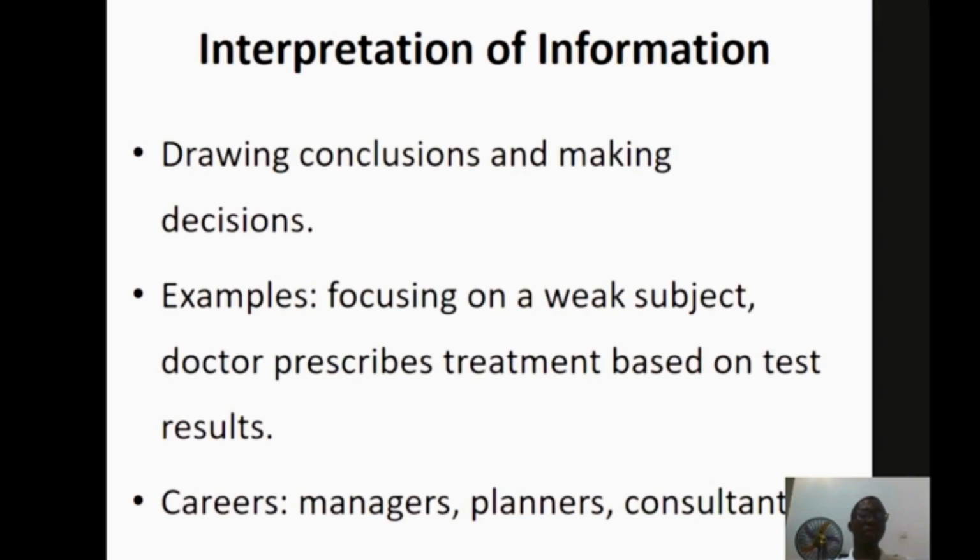So the interpretation of information is to draw conclusions and make decisions based on the analysis, based on the collected information on the ground. What are the correct decisions I can make? The last stage is actually the decision stage. For example, focusing on a weak subject will be your decision. You say, let me focus on this subject, let me focus on it.